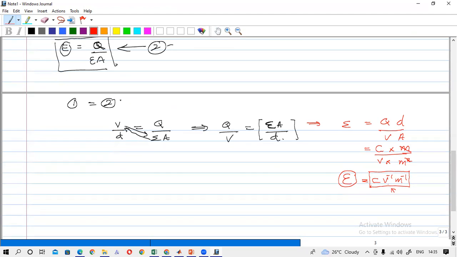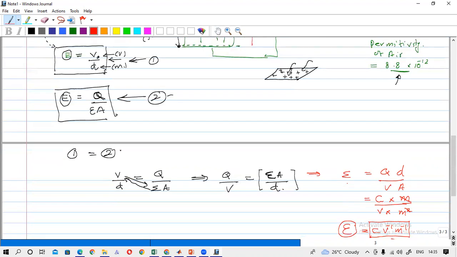This V also, this is a voltage difference. And this V can be derived using other units. Coulomb and meter you can't get other values because these are fundamental ones, but for V you can get other values, and you can derive another unit for epsilon. This is one unit for epsilon. Okay, is that clear?